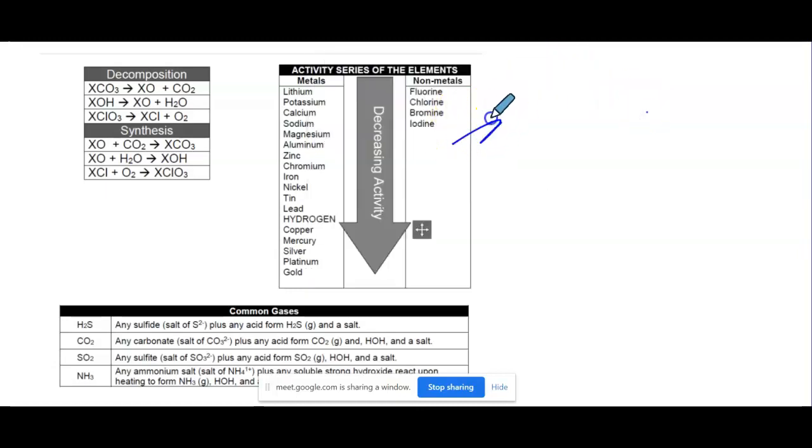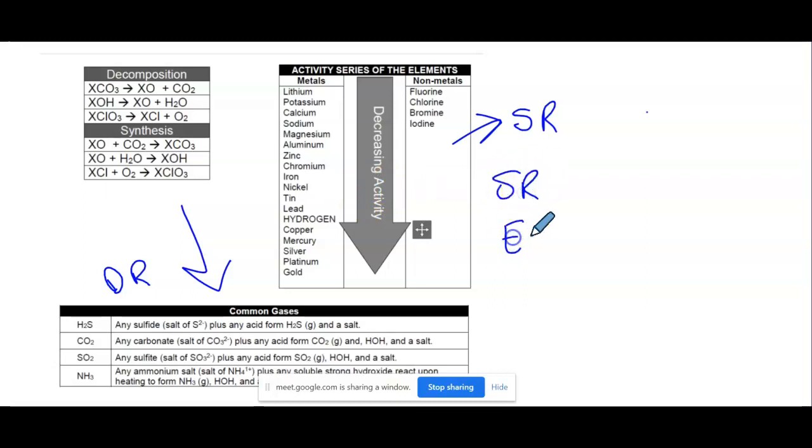Okay, so we'll go here if we think it might be a single replacement reaction, and we'll go down here if we think it's a double replacement reaction. So those are the two places we'll check. Okay, and so remember that a single replacement reaction is going to be some kind of element plus a compound, and a double replacement reaction is going to be a compound plus a compound. Okay.